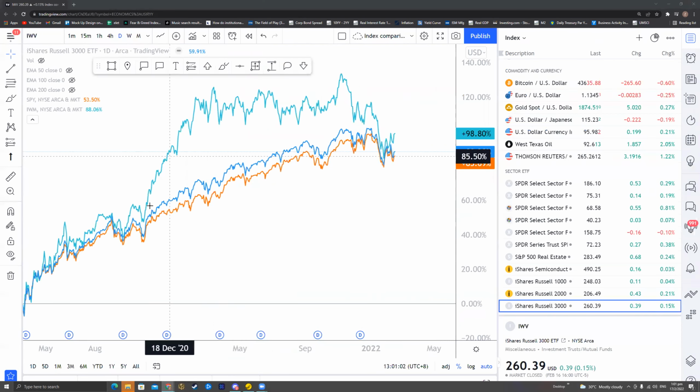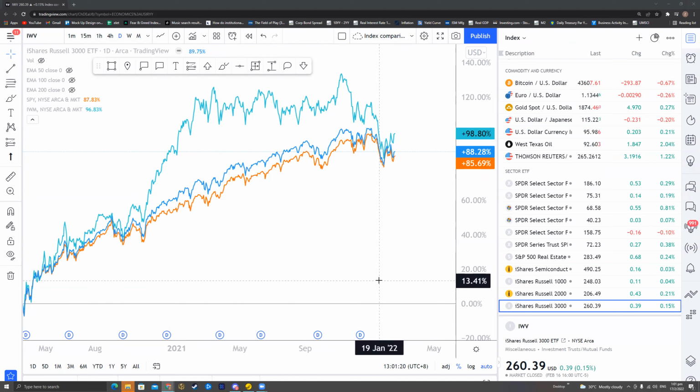Okay, so we do see that huge growth that beats the Russell 3000 and the S&P 500. In fact, if you invested in the Russell 2000 from the 2020's bottom, you are still doing a lot better than the S&P 500. You are still up by 98%.